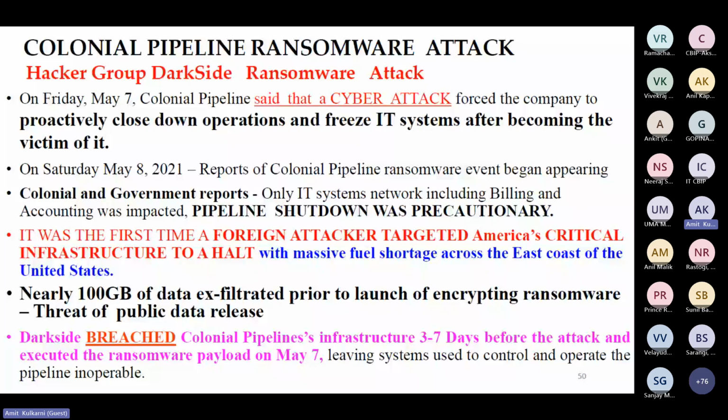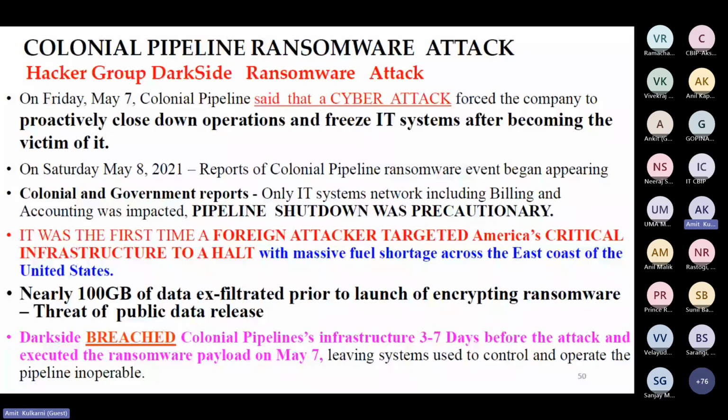What happened actually in this case? A hacker group named Dark Side and a ransomware attack were responsible. It is not formally said to be from Russia, but it is very well seen that it is a Russian-supported group. It resulted in 100 GB of data exfiltrated and the launch of encrypting ransomware. Darkside breached Colonial Pipeline's infrastructure 3 to 7 days before the attack and executed a ransom payload on May 7.